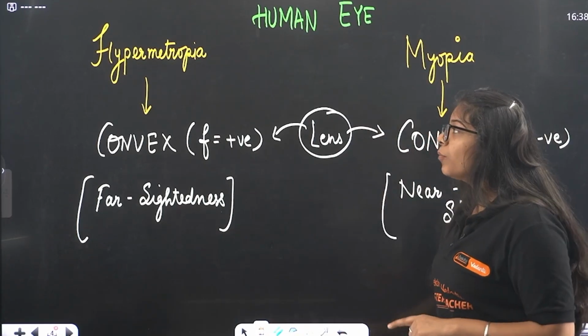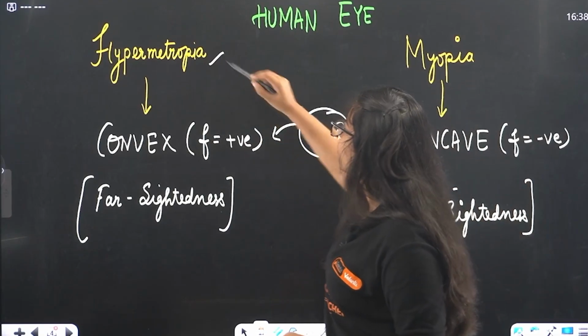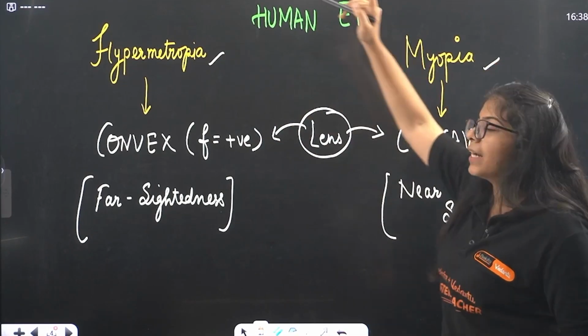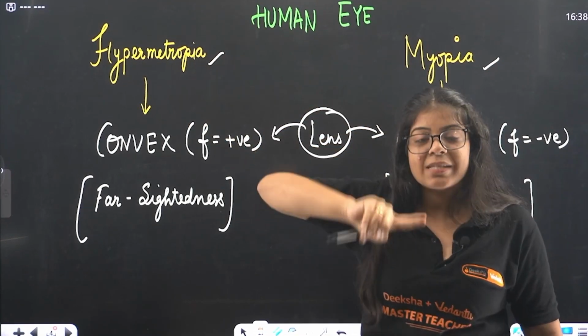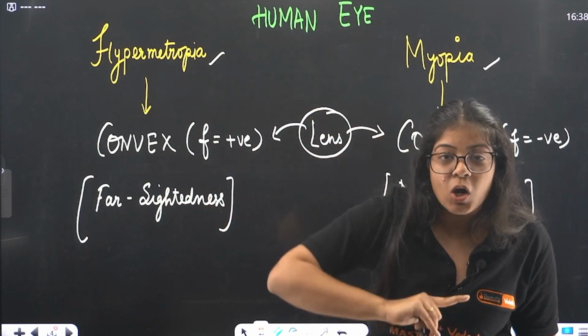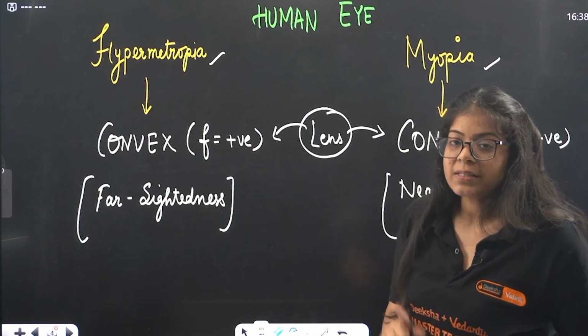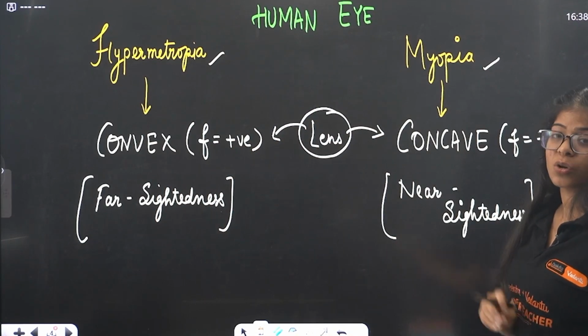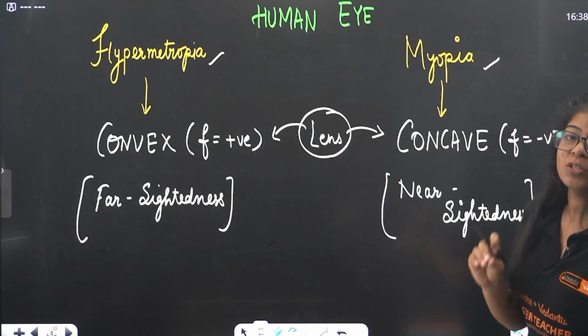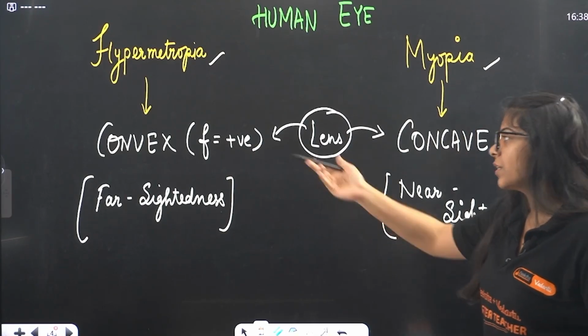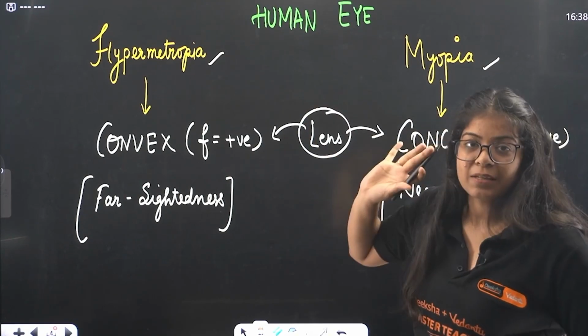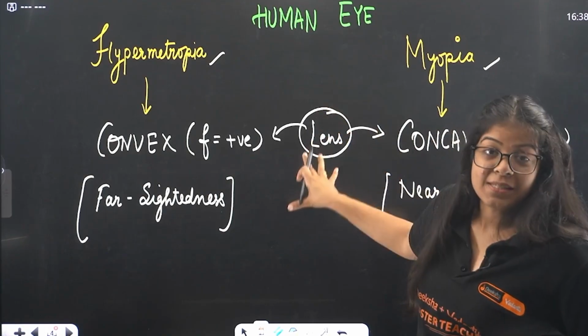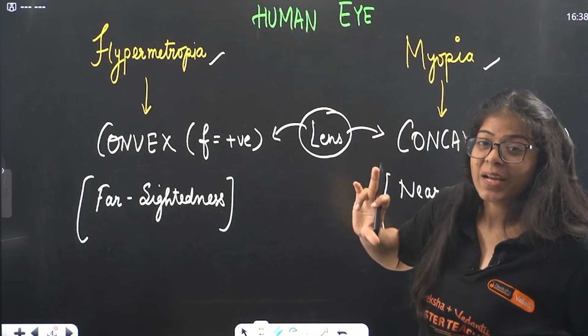Now, in human eye, you just have to remember these two, hypermetropia and myopia. To correct hypermetropia, we use convex lens. To correct myopia, we use concave lens. Convex lens has positive focal length, concave has negative focal length. This is a lens. Remember, we don't use mirrors in human eye.